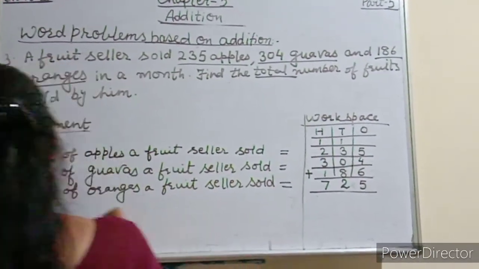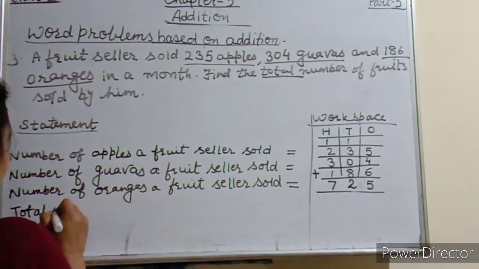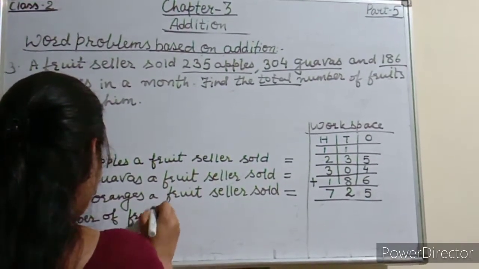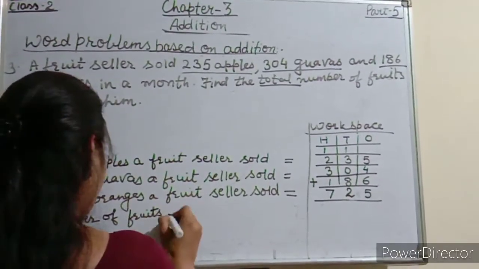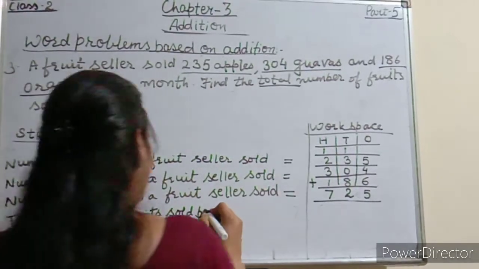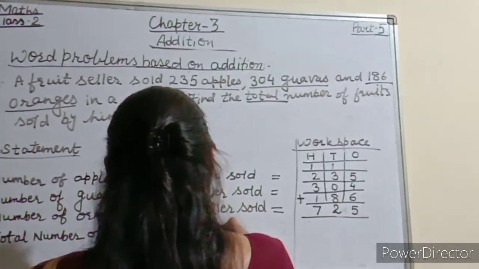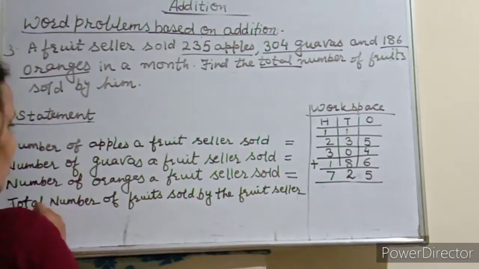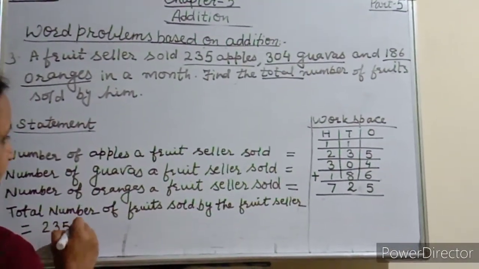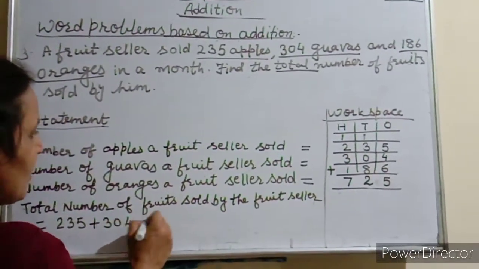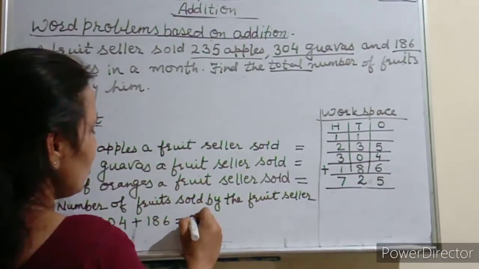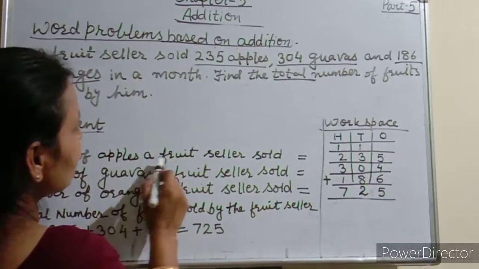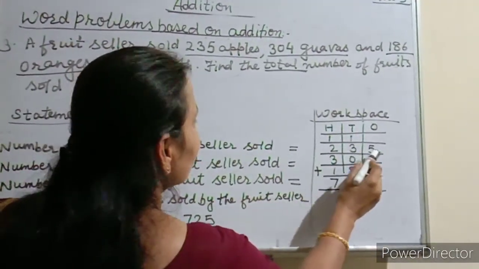So write students, total number of fruits sold by the fruit seller is equals to 235 plus 304 plus 186 is equals to 725.